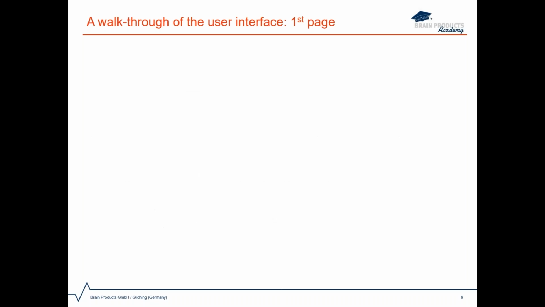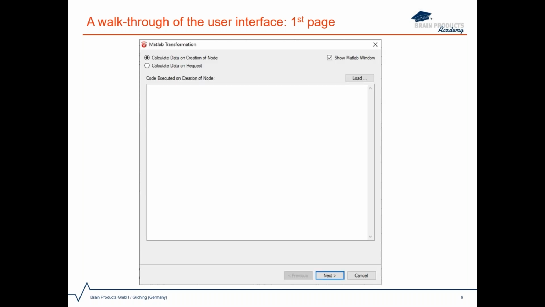First and foremost, let me walk you through the dialog pages of the Matlab transformation. In total, there are 3 pages. This is the first dialog page. On the top left corner, we can select the type of calculation to be performed. Either calculate and store the data when the history node is created, or do not calculate the data and make it available only until requested to do so.